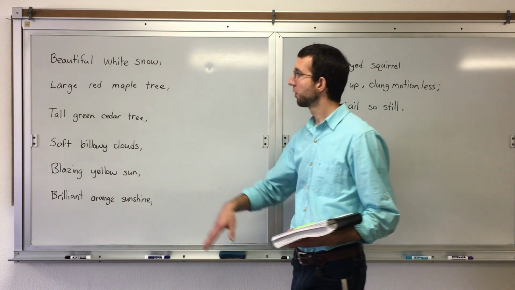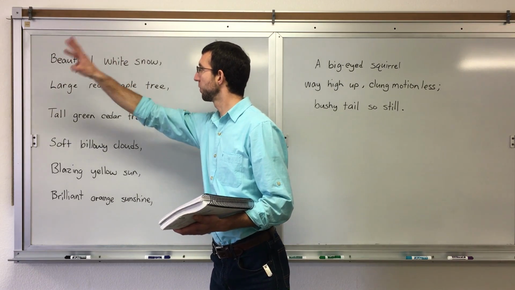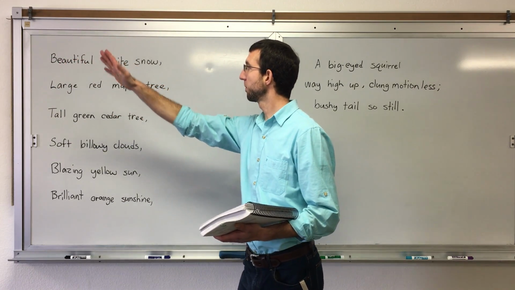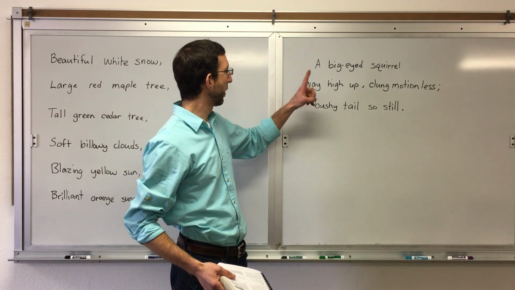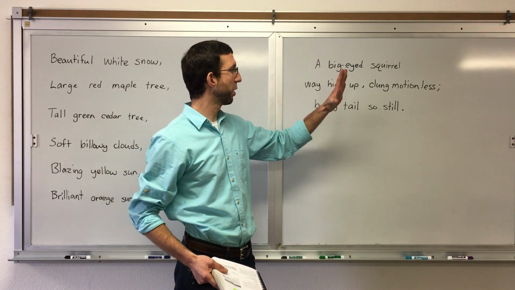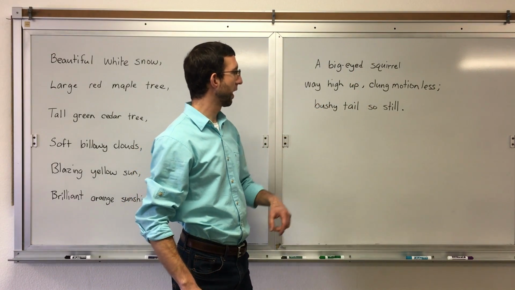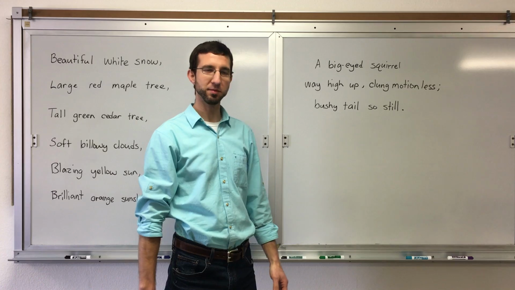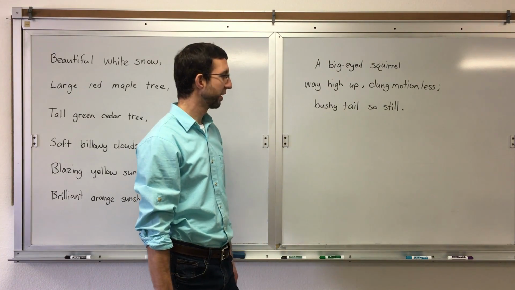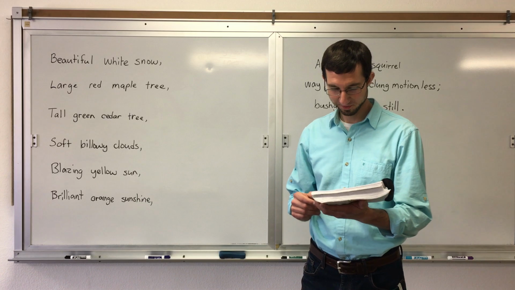But remember, first line is 5 syllables. Beautiful white snow. Second line is 7. Way high up, clung motionless. And the last line is 5 again. Bushy tail so still. Yeah, I think you can do it. I'm looking forward to seeing what you come up with.